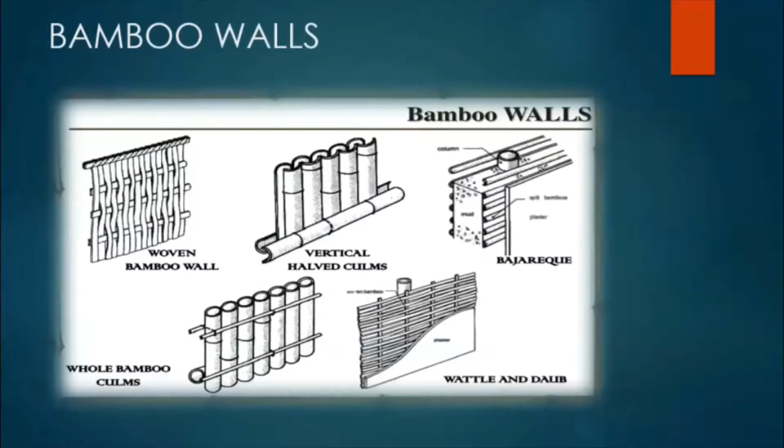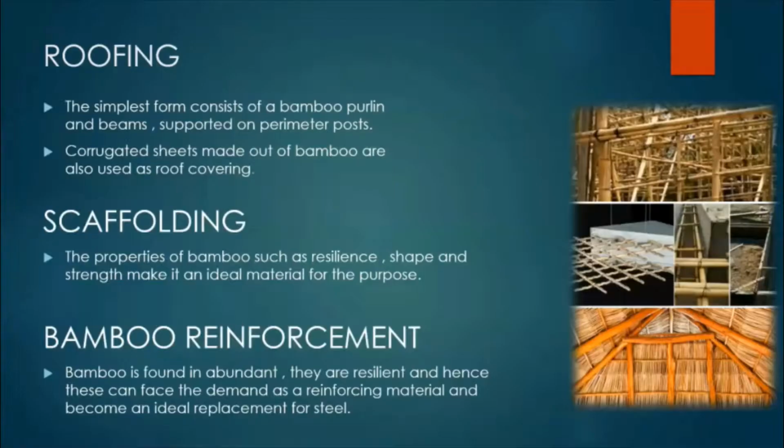Next one is bamboo walls. As the bamboo material is light in weight, it is beneficial for earthquake-prone areas as its chances of falling are very less. Due to flexibility, even if it falls, it can be re-erected easily with less human and property loss, with least efforts and minimum cost.